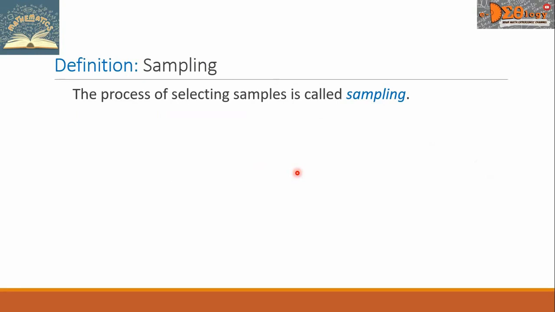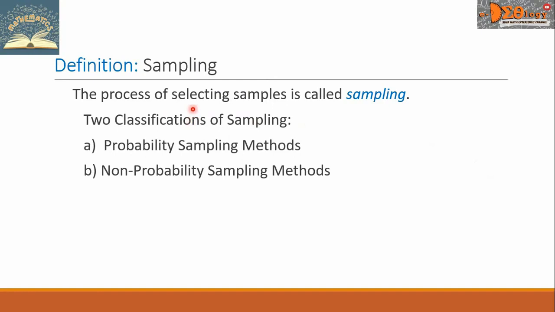Let us define sampling. The process of selecting samples is called sampling. There are two classifications of sampling. The first is probability sampling methods. The second is non-probability sampling methods.